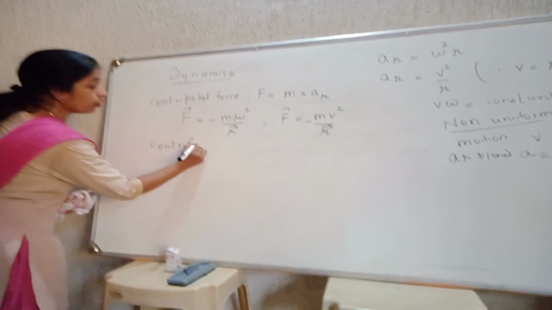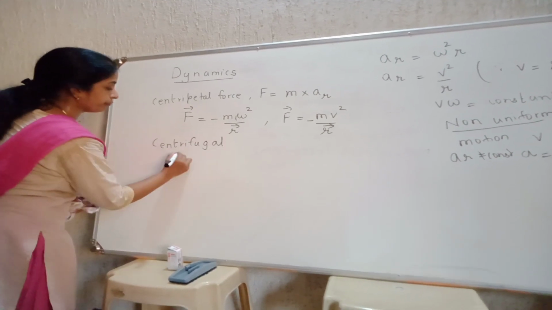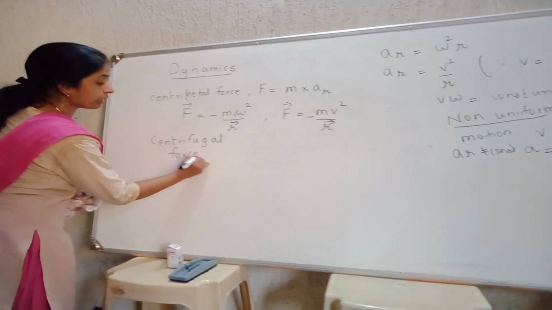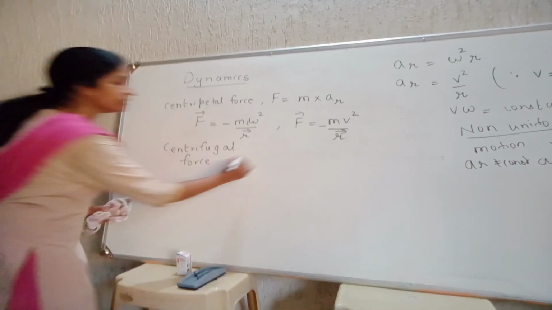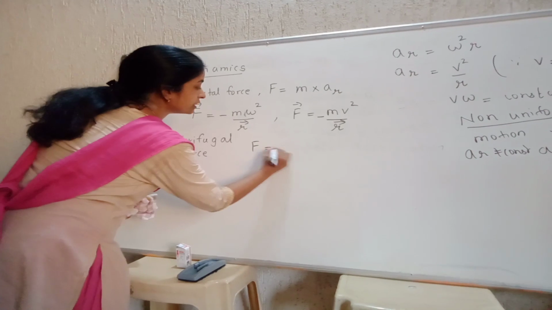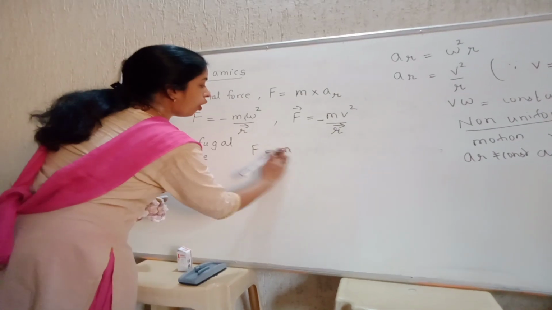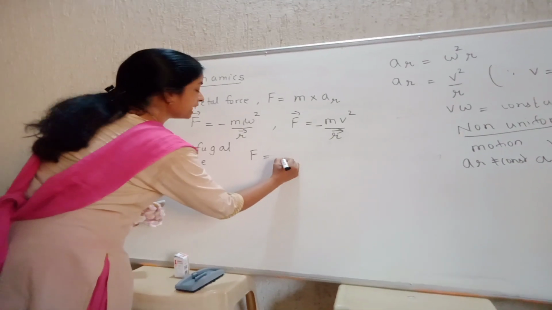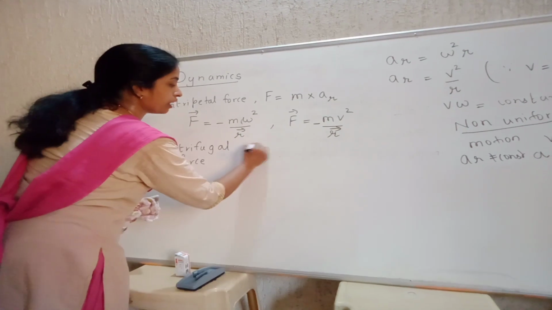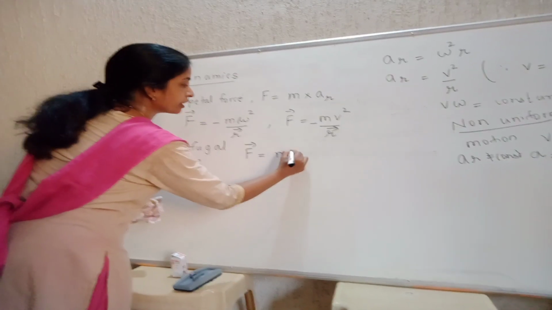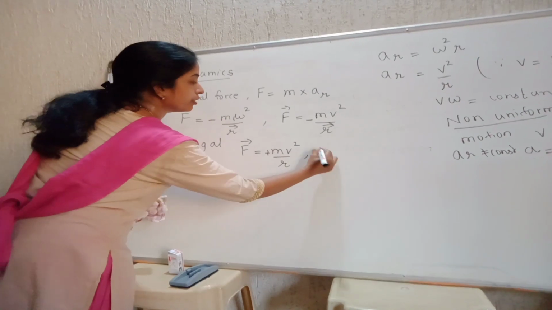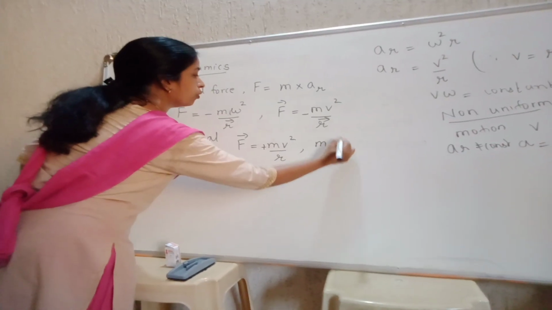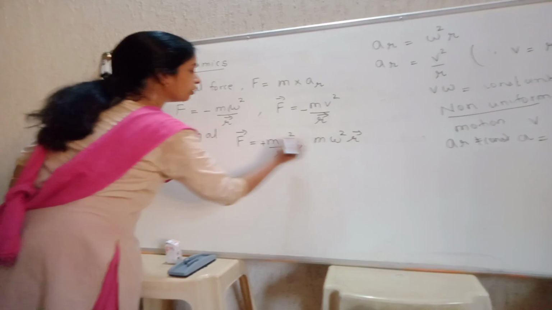I'll tell you one more force which comes into play, that is called centrifugal force. Now what is centrifugal force? It is the force which is exactly opposite to the centripetal force. Means in vector form, how will you write it? mv square by r with a positive sign, or m omega square r with a positive sign.